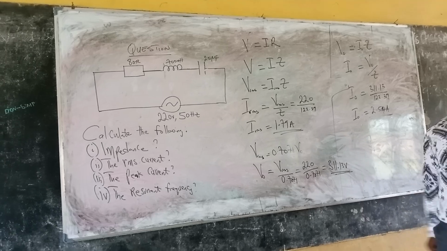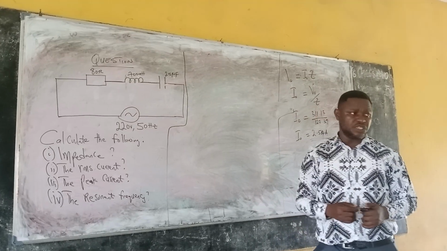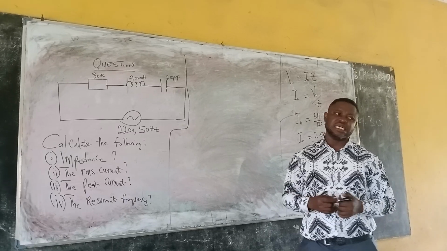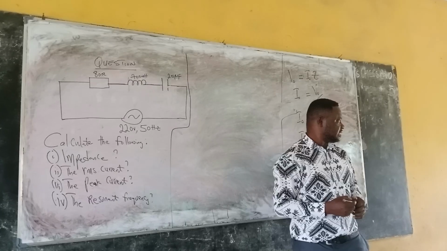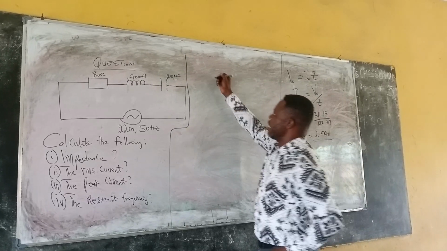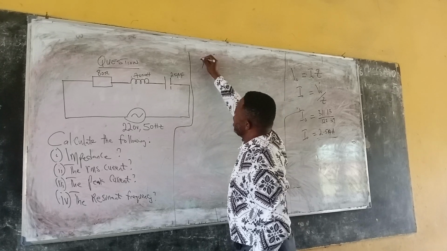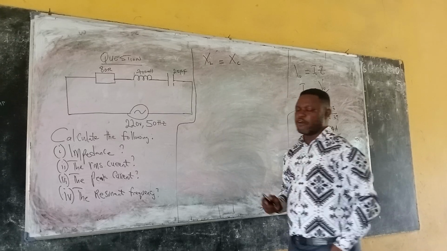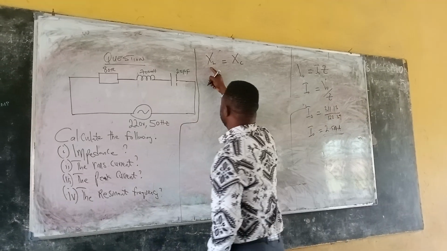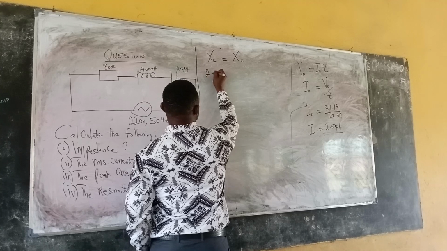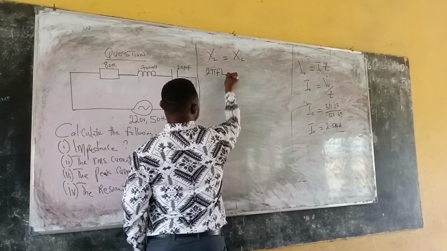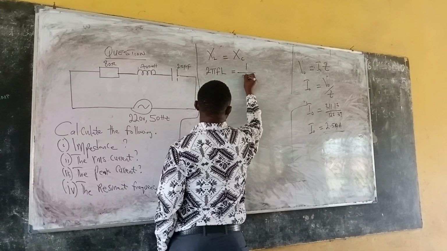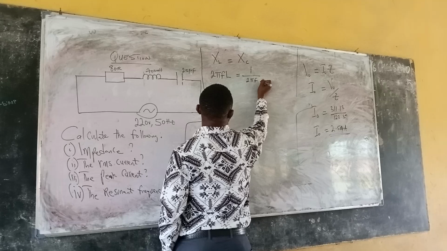So you copy this. Resonant frequency: we've established that for resonance to occur at any point in time, the inductive reactance must equal the capacitive reactance. That's the condition for resonance. That's to say, for us to have resonance, XL must equal XC. And we know that XL is 2 pi FL, whereas XC is 1 over 2 pi FC.